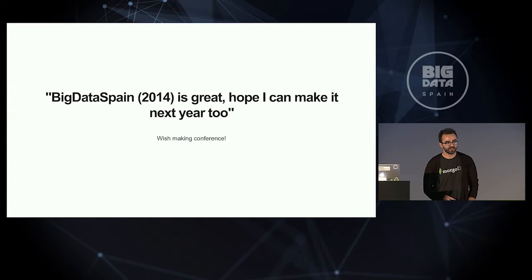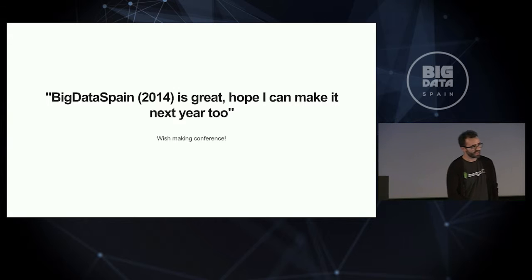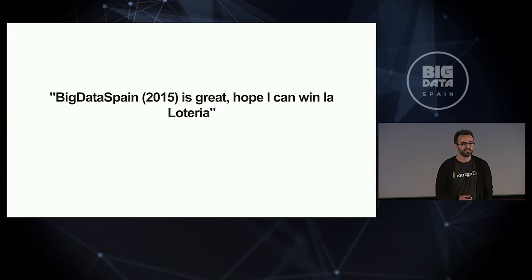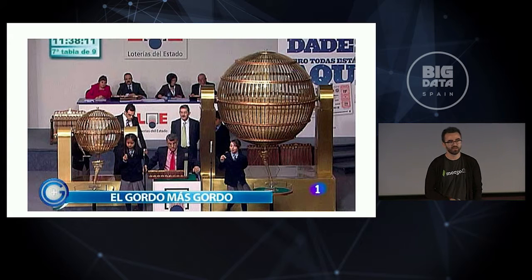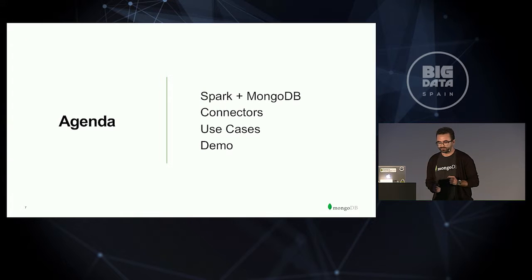And I wished I could be here the next year. So I call it the Wish-Making Conference. Because this year I'm here again, and I'm talking to you all. But this year I'm going to wish for something else, like winning the lottery or something like that. Otherwise, I need to prove that actually this is a wish-making conference. So all bets on that.